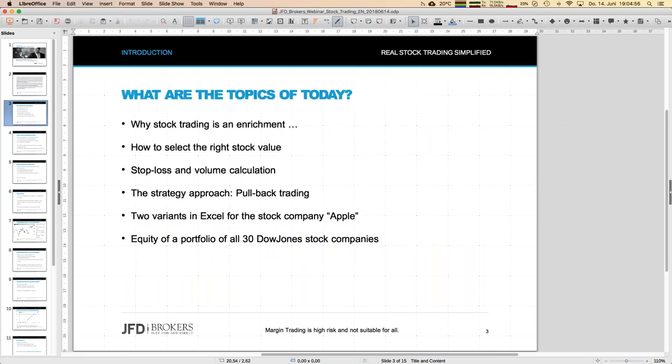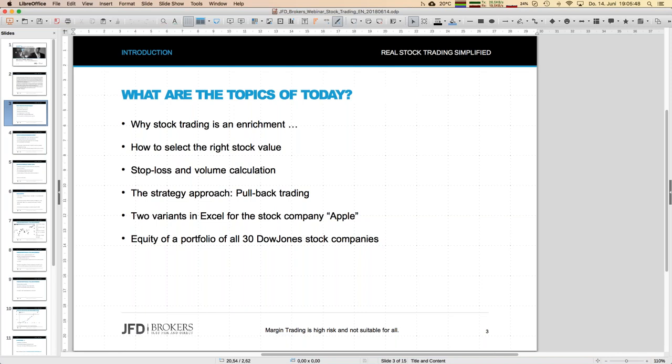So let's structure the webinar a little bit. I want to touch a little bit more on why real stock trading is really an enrichment, and why it has so many positive aspects. And directly we come to the question, hey, how can I select the right stock value, the right company to buy the stocks? I will summarize a few well-known criteria. It's only a short list, so we could even go further into that topic as well. But later you will see we can use a very easy approach. And then we don't have to look into the details of those companies, what their business model is and in which market they are and so on and so forth.